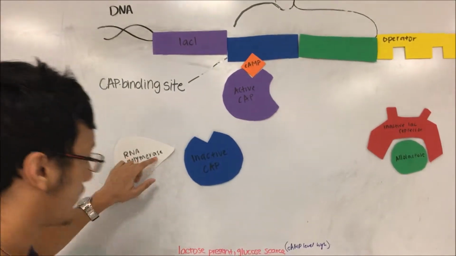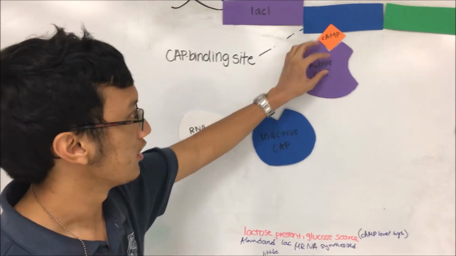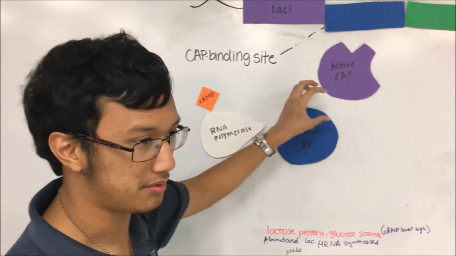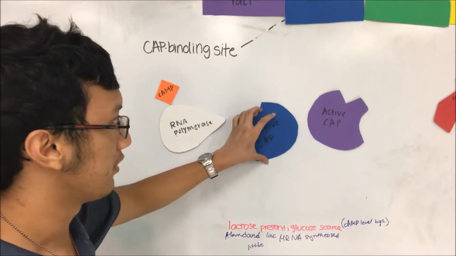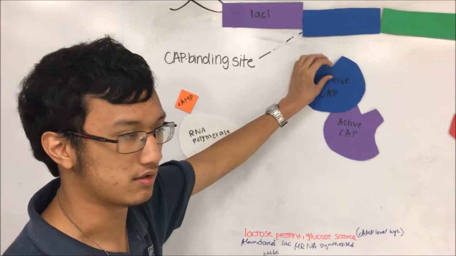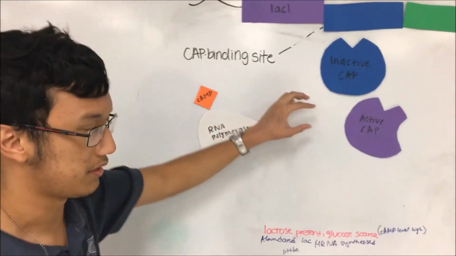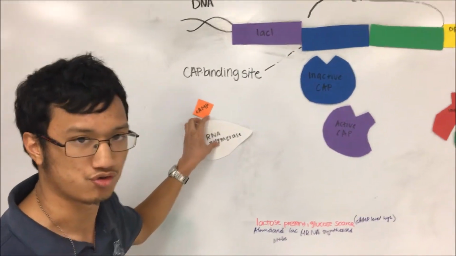lactose enzymes. However, when cAMP levels are low and glucose is high, there won't be any cAMP to bind to CAP. So this will usually be inactive. However, even if the CAP is inactive, there are still small amounts of lactose enzymes being produced.